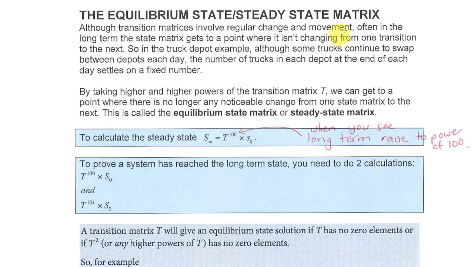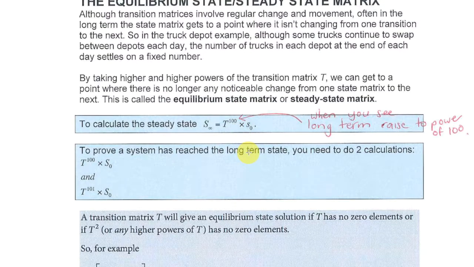Just want to talk about the steady state matrix, and it's sometimes referred to as the equilibrium state. In lots of cases, what will happen is that the status will reach what they call a steady state. So after so many transitions, there will be no change to the status. That is, the values at each of the points won't change at all. And we refer to it as this.